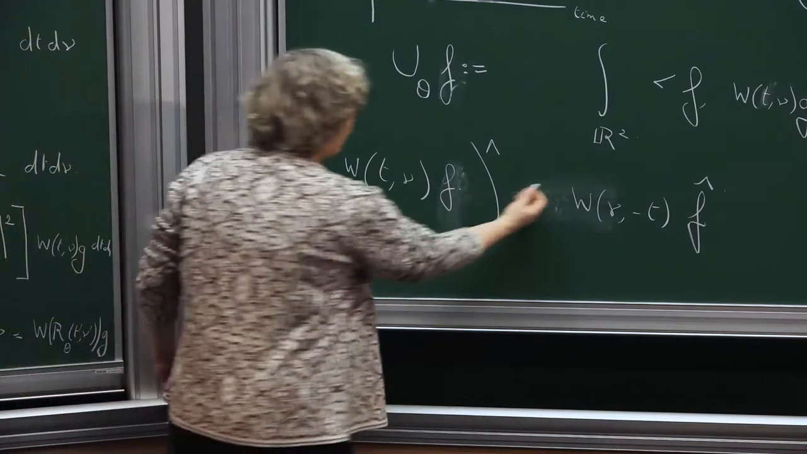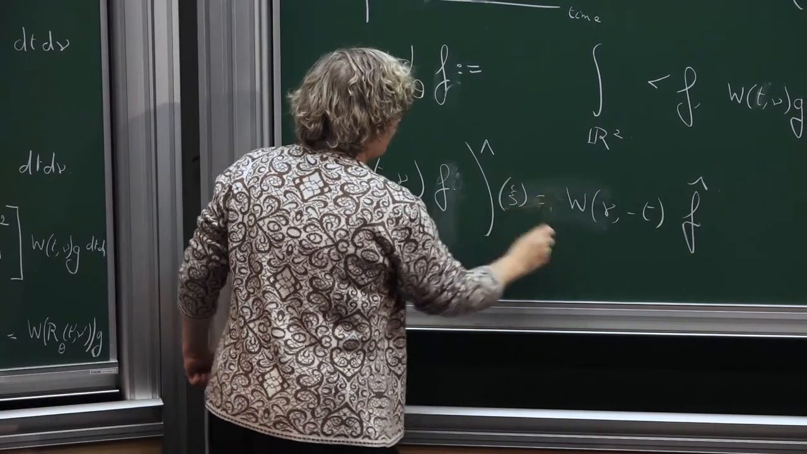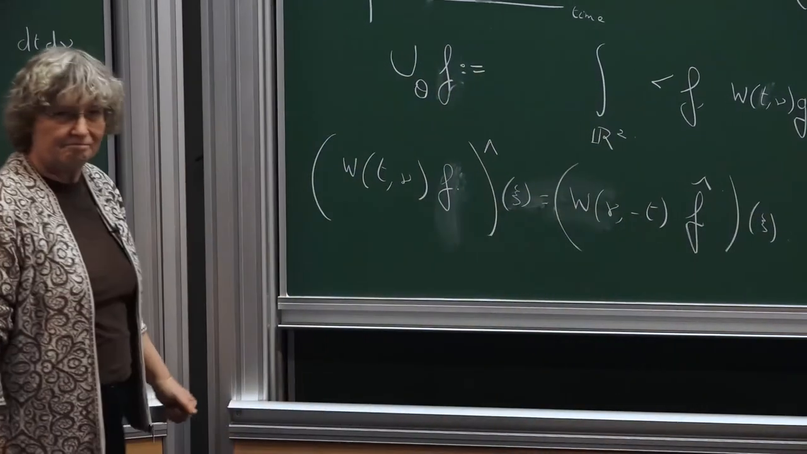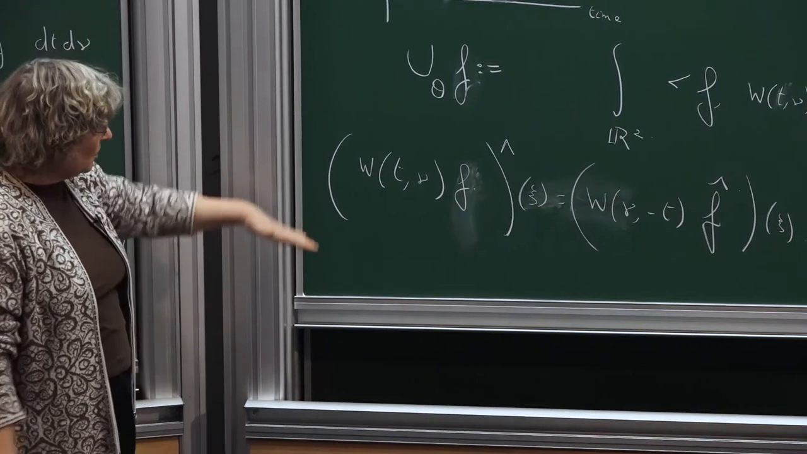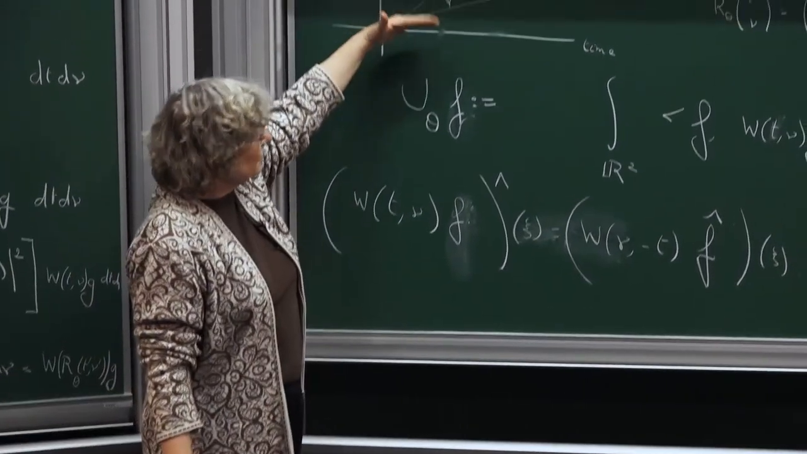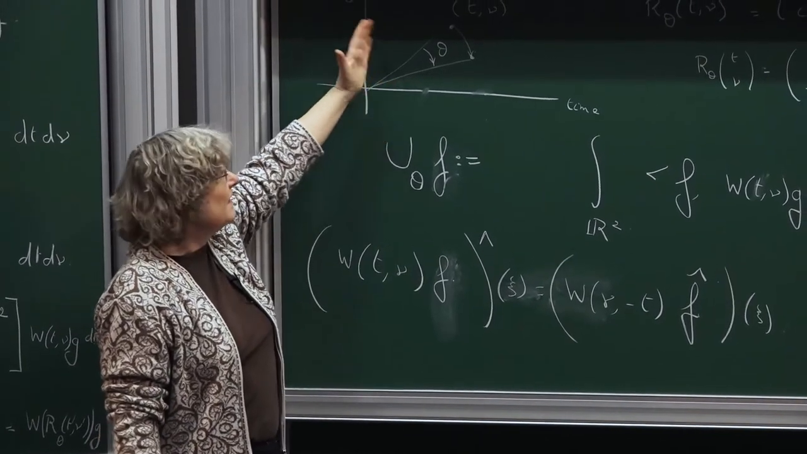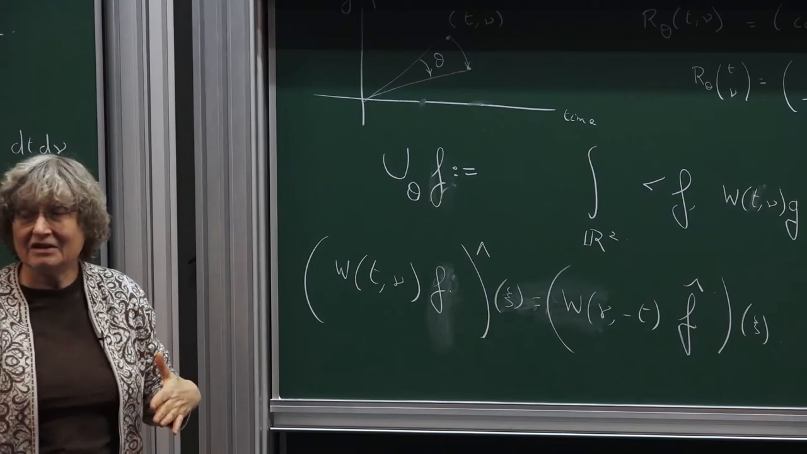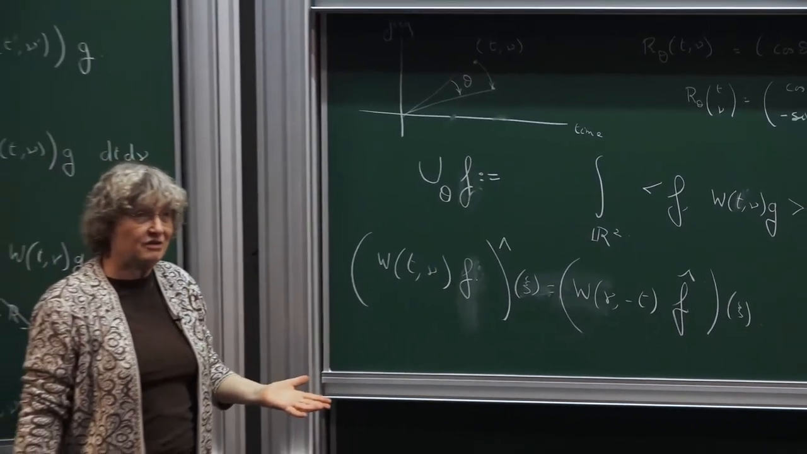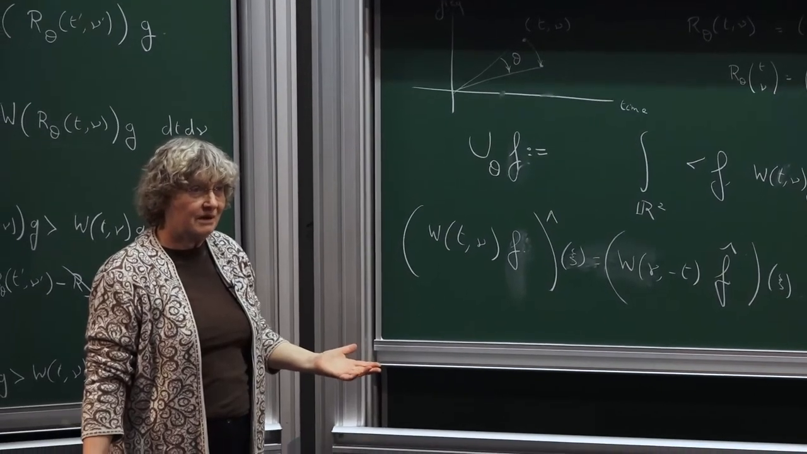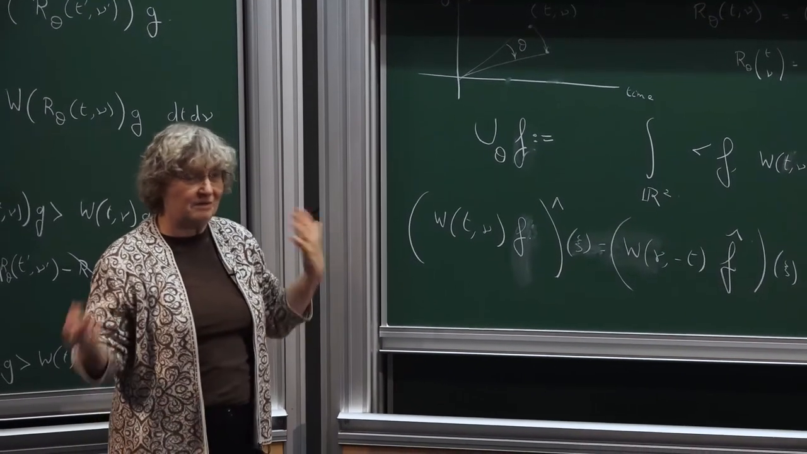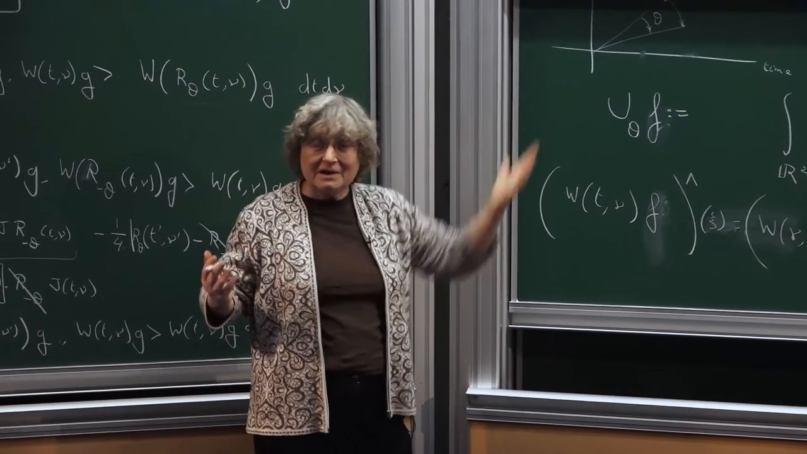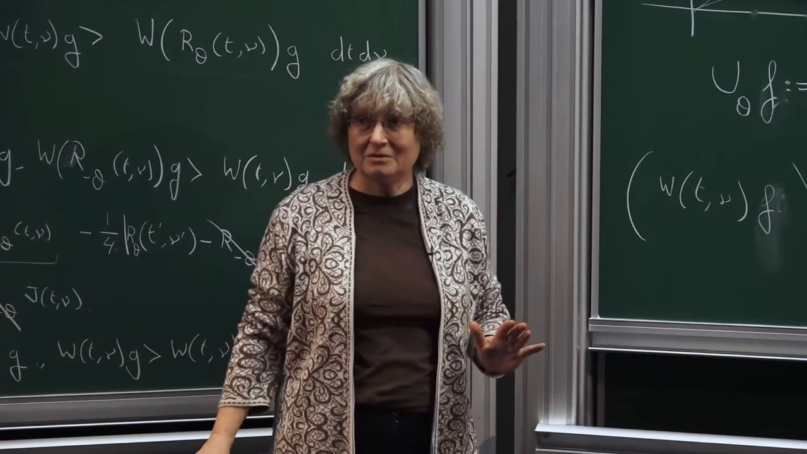So if I look at this in Xi, and I look at this in Xi, I get exactly the same thing. So the Fourier transform is a rotation in time frequency space. These rotations over angles that are not quite 90 degrees are the same as what's known as the fractional Fourier transform. I always find it very complicated to read everything they're doing in papers on the fractional Fourier transform. But if I think simply about it as rotating in time frequency space, it becomes much easier.